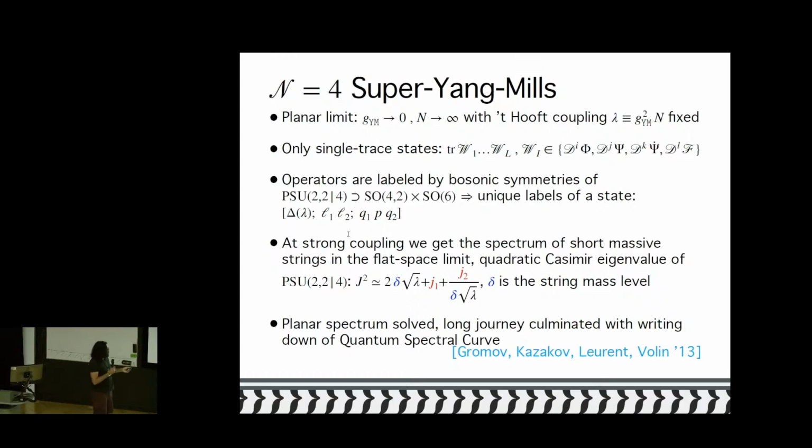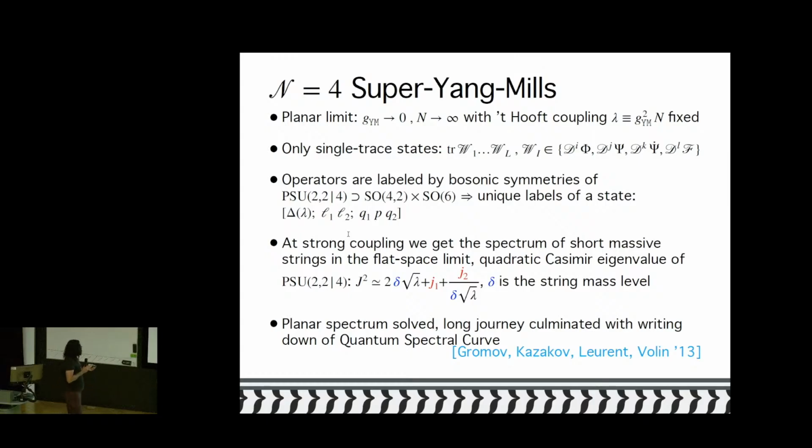Operators in the theory are labeled, therefore, by the bosonic symmetries they have. The bosonic symmetries of N=4 super Yang-Mills are the 4D conformal group times the SO(6) R-symmetry group. So in general, you have 6 unique labels that define a single trace state. These 3 labels refer to the SO(6) R charges, and these 3 labels label the representation under your 4-dimensional conformal group. Out of these 6 labels, 5 are integers or half integers, and the dimension in general could be a non-trivial function of the 't Hooft coupling, the parameter of the theory. If you want to solve the spectral problem of this theory, you want to understand the dimension for any value of the 't Hooft coupling.